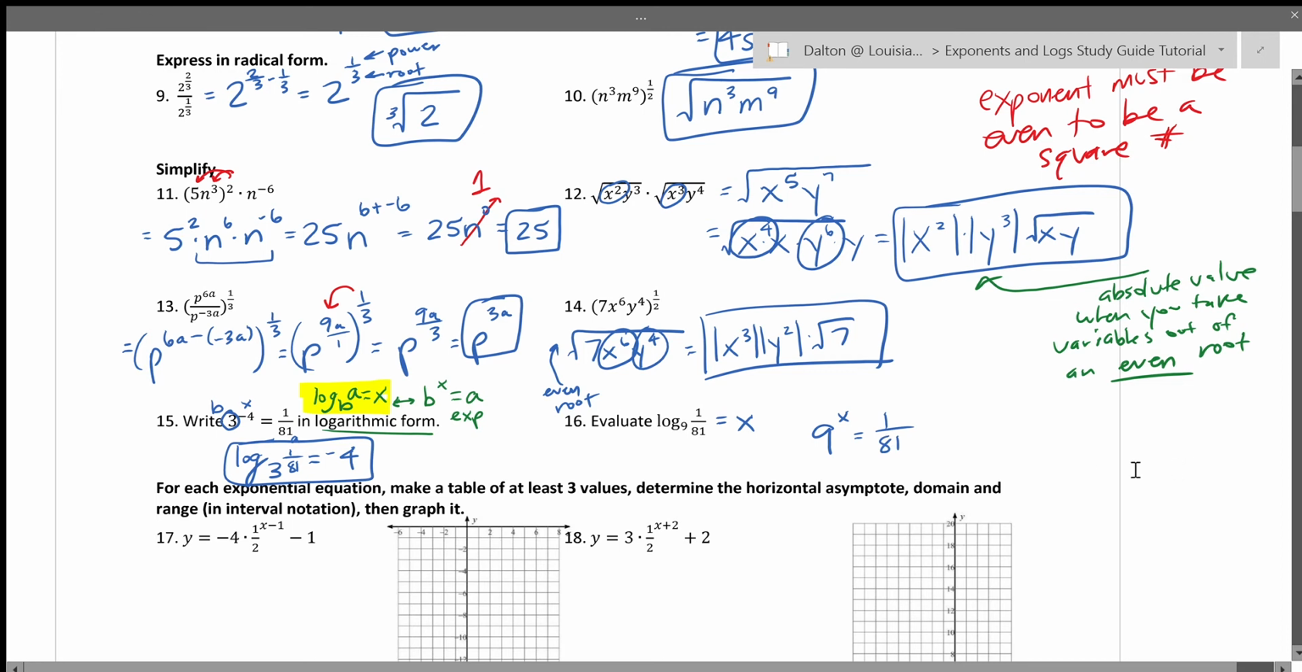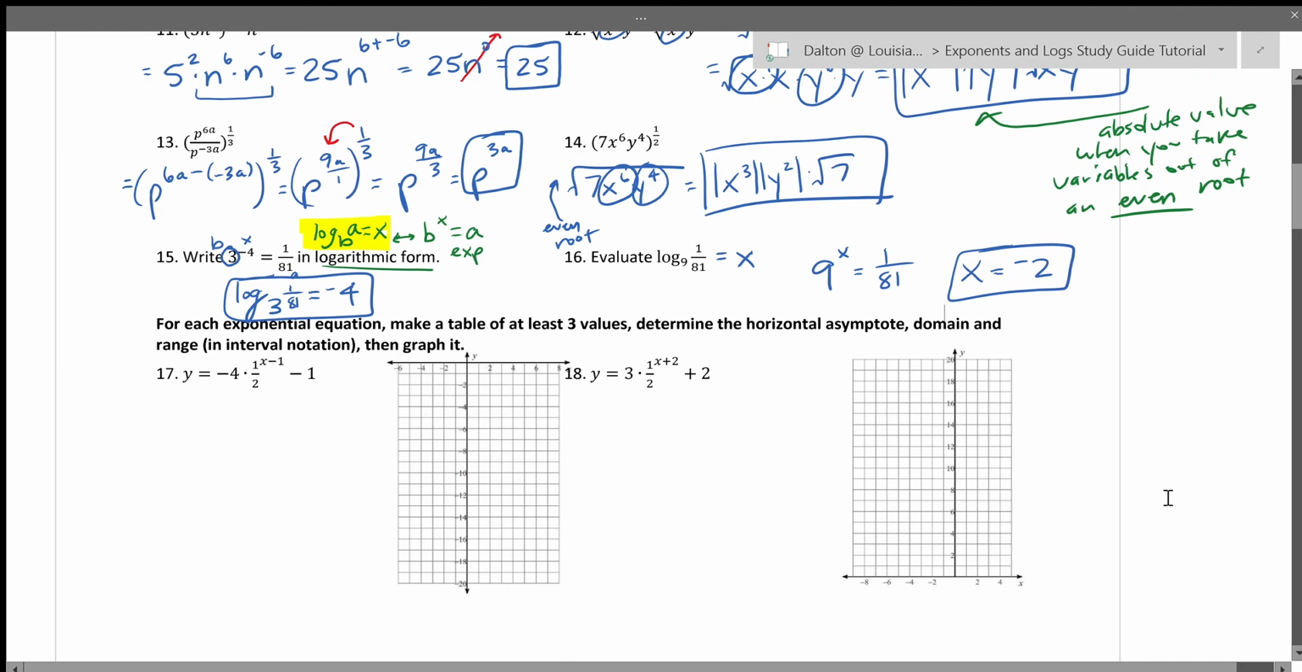And hopefully you recognize the correlation of 81. 9 squared is positive, which is a whole number of 81. So it's not squared, but 9 to the negative second power is 1 over 81. So that's how we know that x should be negative 2. Because we would take the reciprocal of that number and make it a positive exponent.